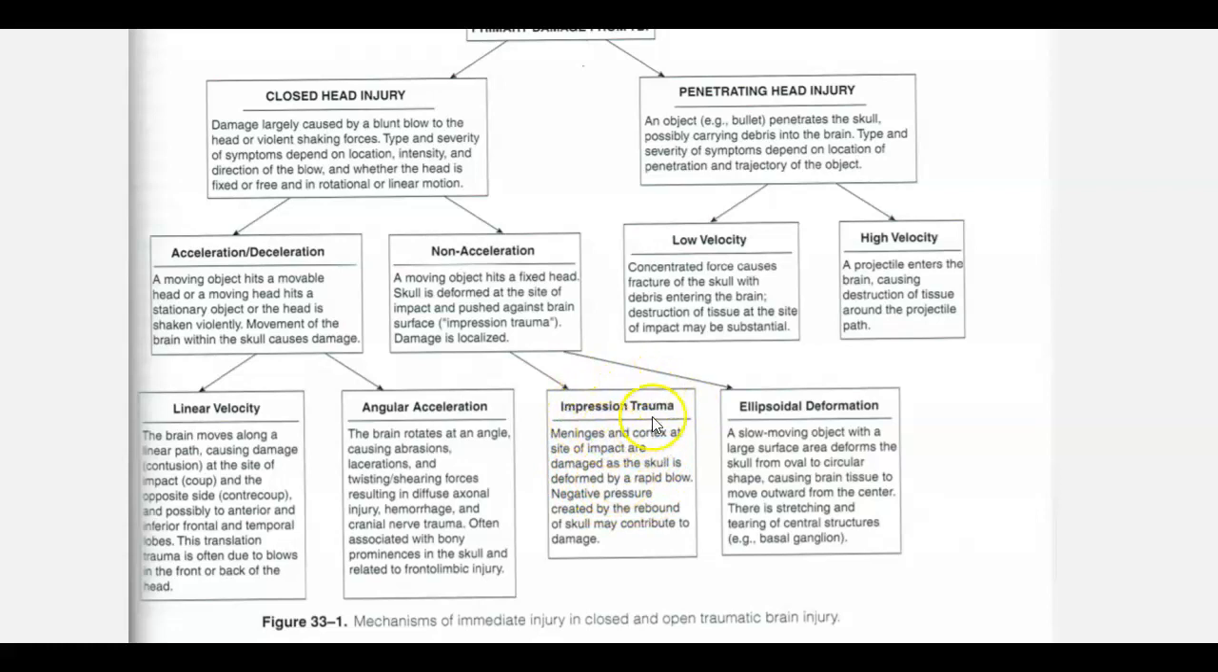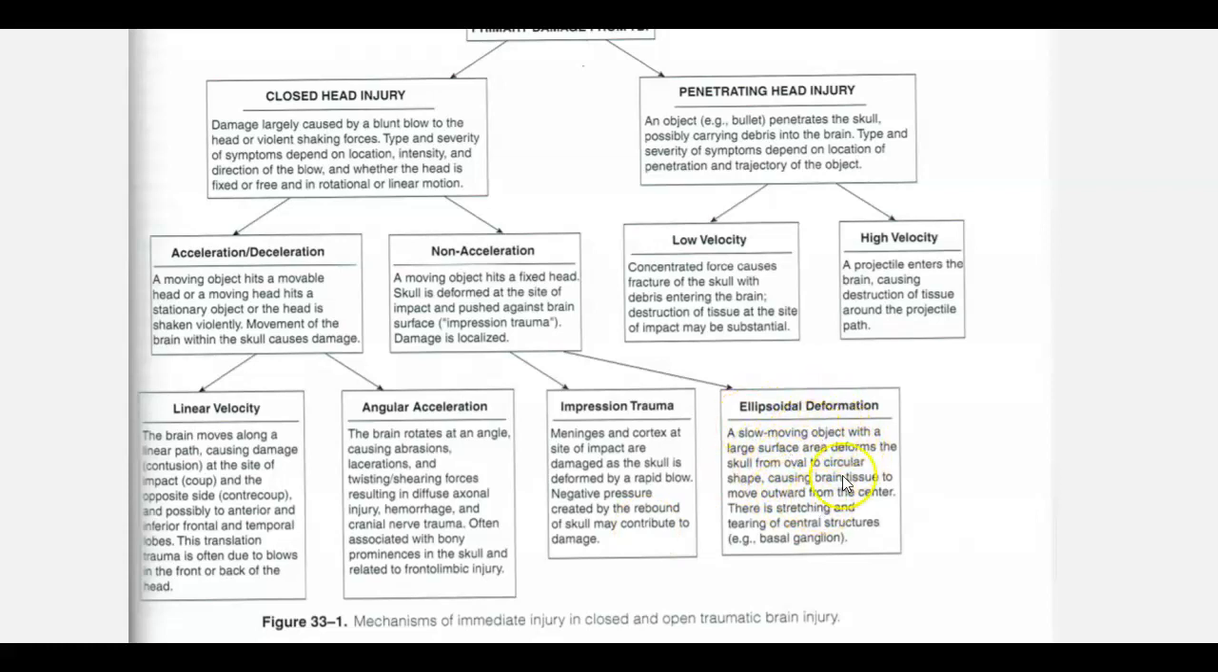So anyway, with this type of injury, the meninges, there can be impression trauma. So that's at the site of the trauma. So where the bat hit, for example, then you can have damage in that specific area where the impact occurred, but then you can also have negative pressure with the rebound of the skull. So if you think about an aluminum can, and you press it in a little bit, and then when it pops back out in that same spot, that's what is meant by this negative pressure with the rebound of the skull.